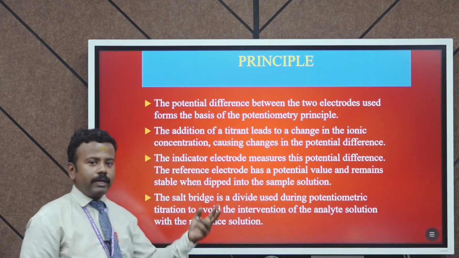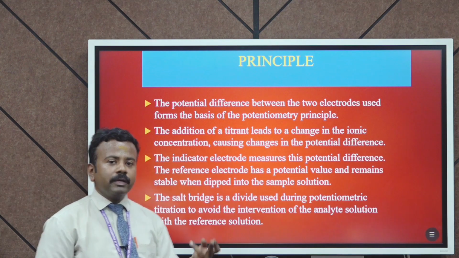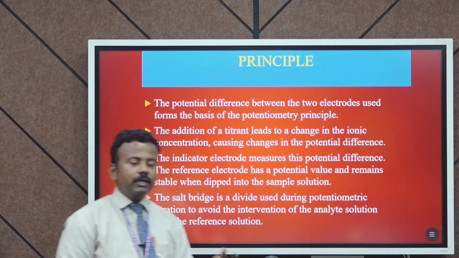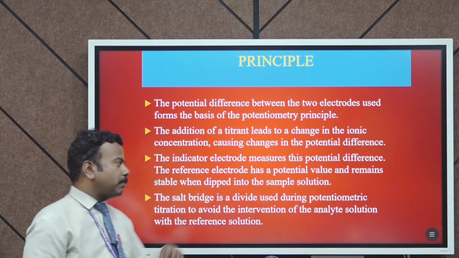So we are using two different electrodes. One is called the indicator electrode and the other is called the reference electrode. The reference electrode is a stable one. Here the metal ion concentration can be reflected in the digital potentiometer.